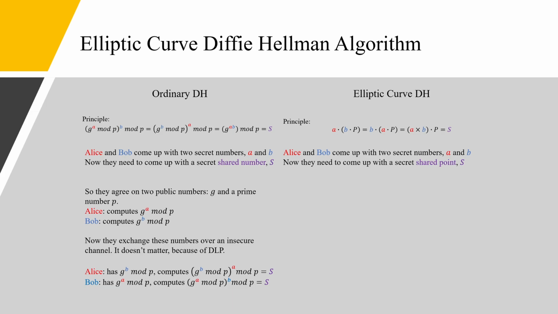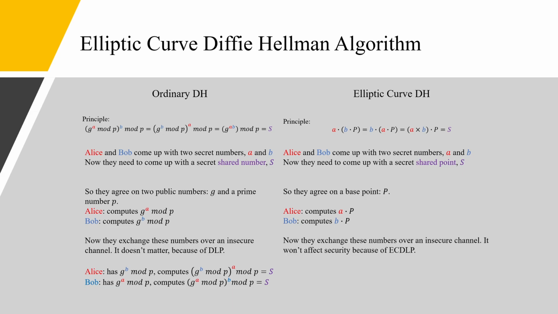They need to come up with a secret shared point, so they agree on two public numbers G. They agree on a base point, which is analogous to agreeing on two public numbers, and everybody knows this base point. So Alice computes A dot P, Bob computes B dot P, and they exchange these numbers over an insecure channel. Technically, they exchange these points, because A dot P gives a point, B dot P gives a point, which are two coordinates.